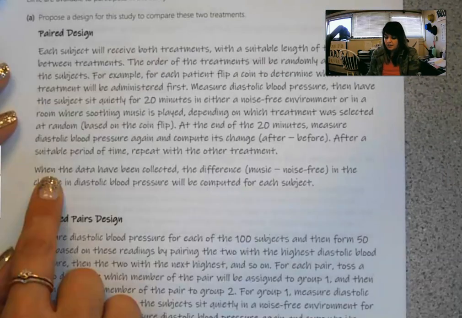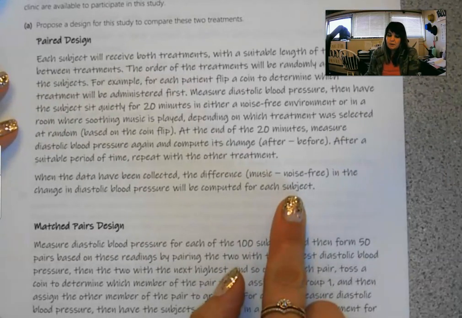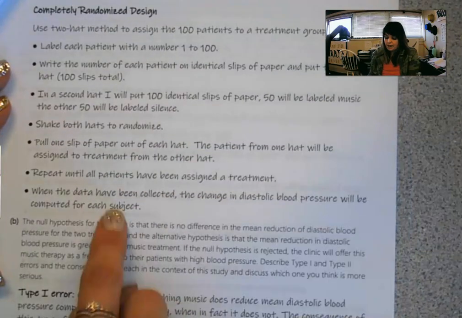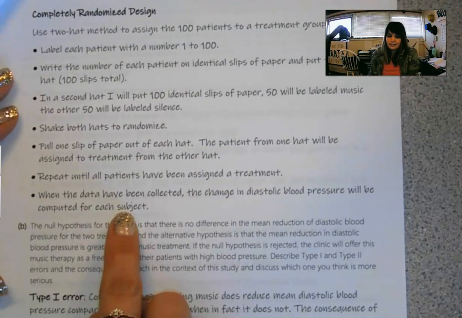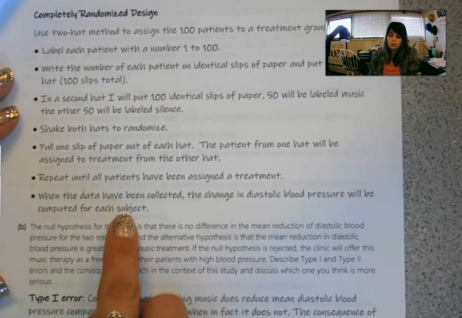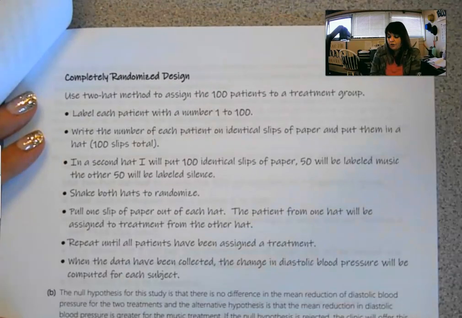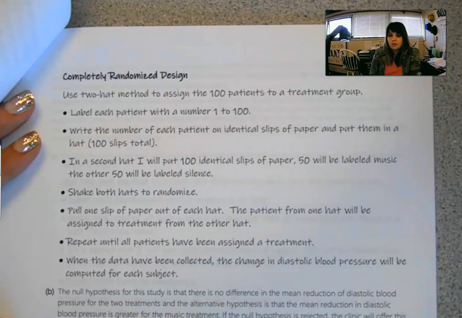For the paired design, notice when the data have been collected, the change in blood pressure will be computed for each subject. And then if you decided completely randomized, when the data have been collected, the change in blood pressure will be computed for each subject. On all three of these methods, there's nothing you can leave out. Everything that I have here is everything that you need, and if you don't have one of these elements, you should just assume that you're going to get a P.